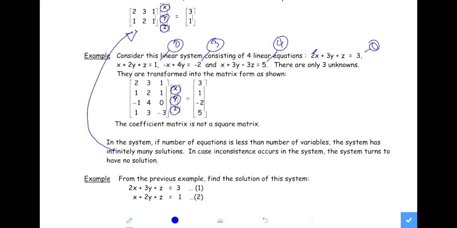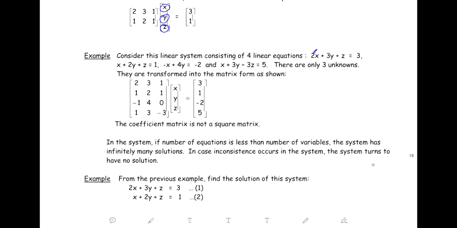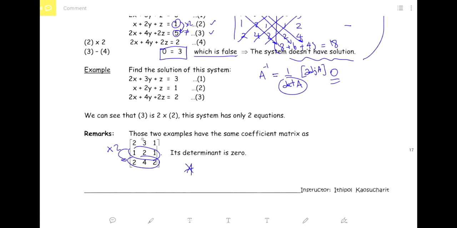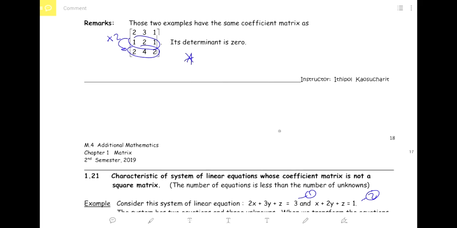But in case inconsistency occurs, what is the meaning of inconsistent? In case the inconsistency occurs, the system turns out to have no solution. I don't have to explain it here, I'm just going to take you back. Inconsistency occurs when we have a situation like this, where row number 2 times 2 is row number 3. This is called inconsistent.